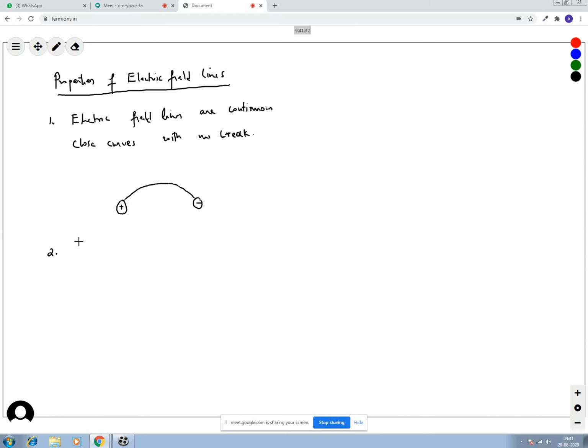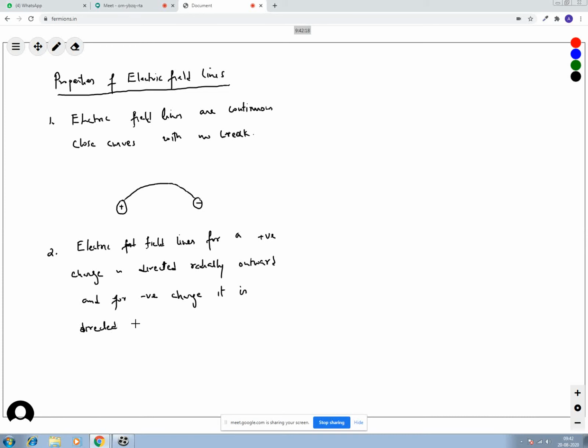Number two, electric field lines for a positive charge are directed radially outward, and for a negative charge, they are directed radially inward.